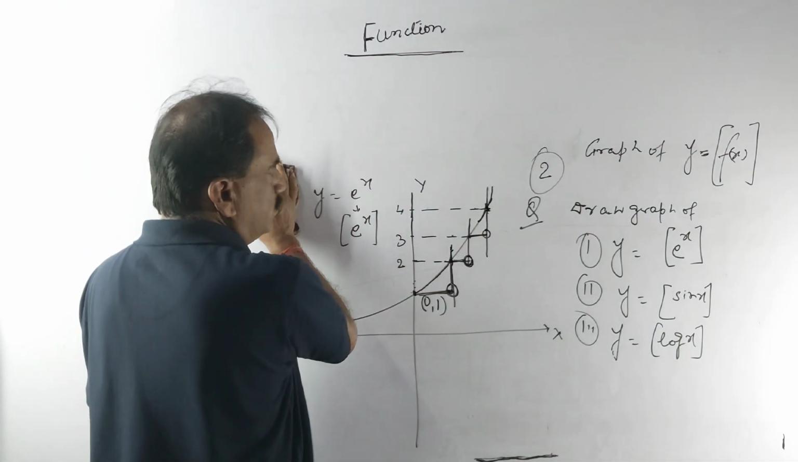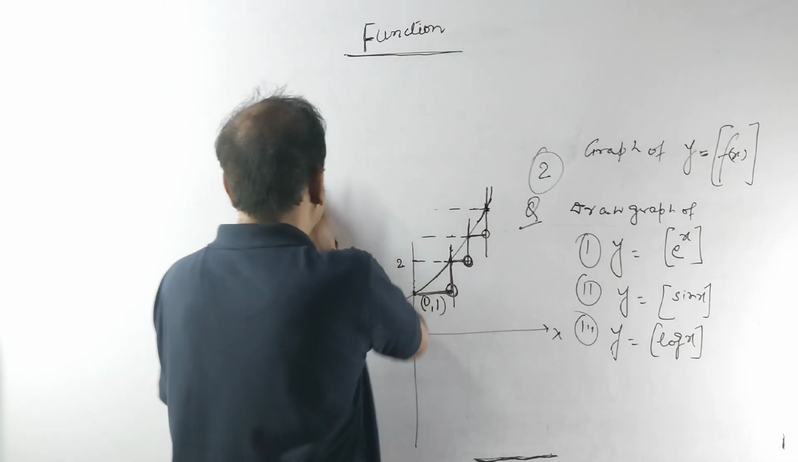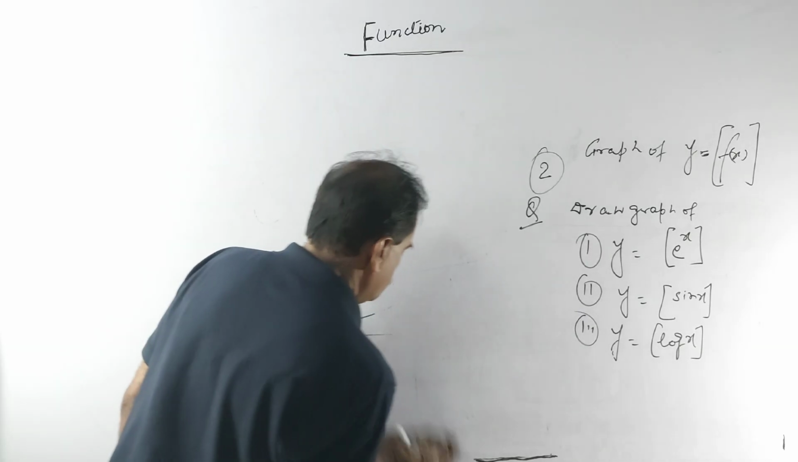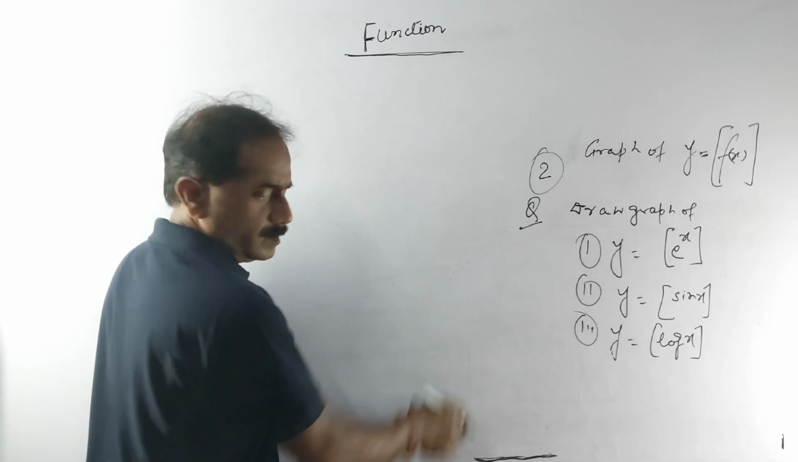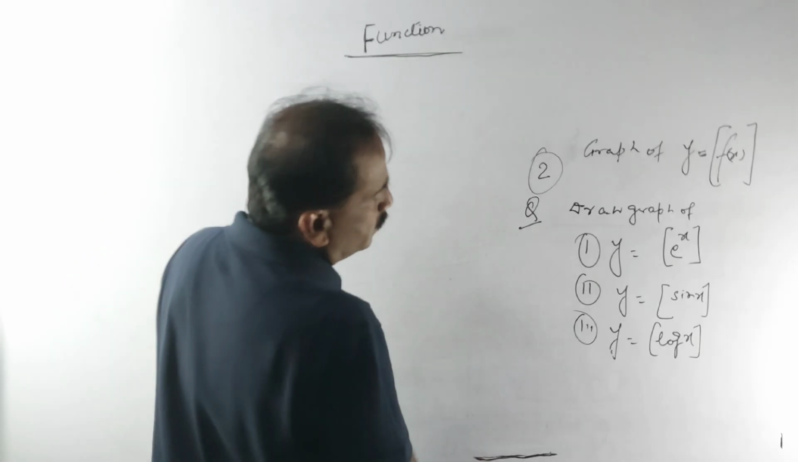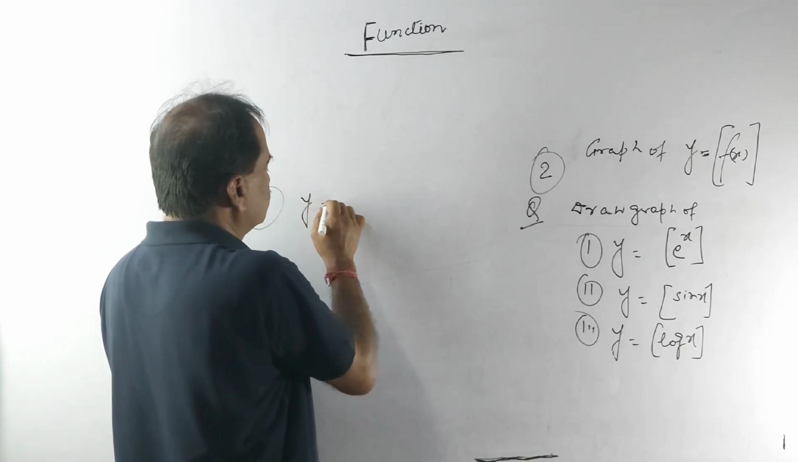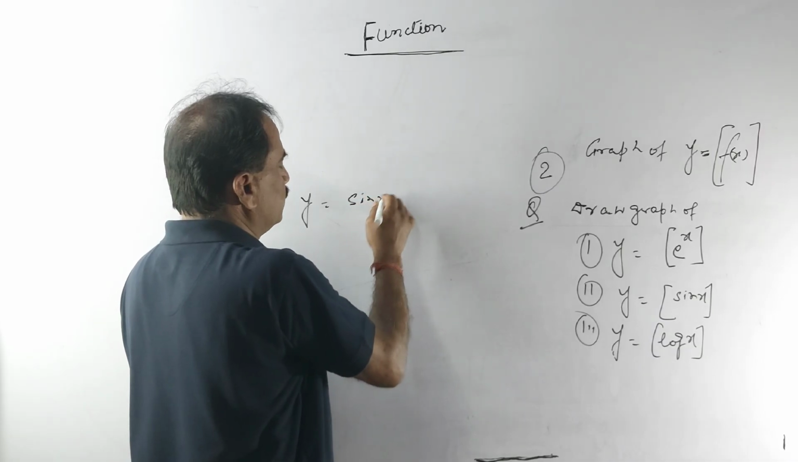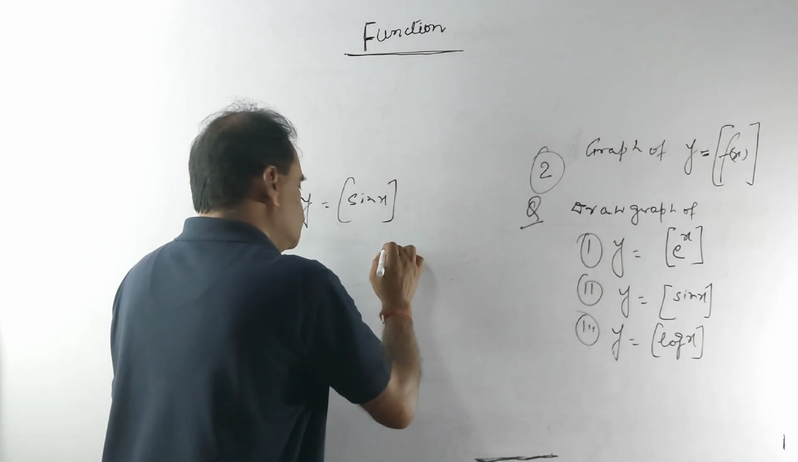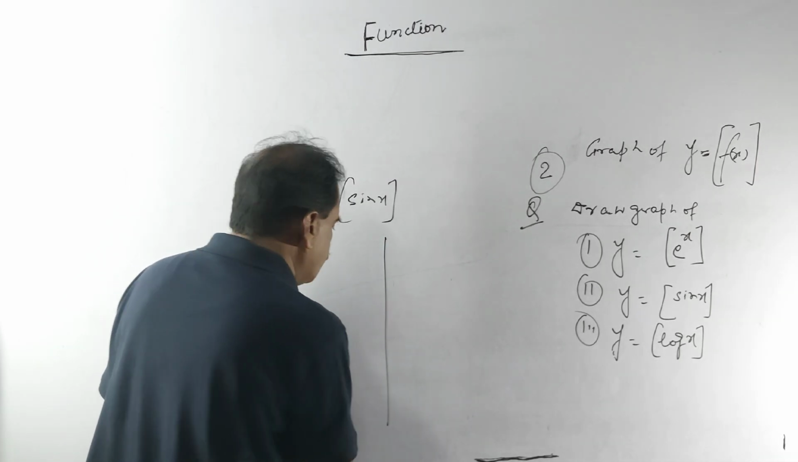Second question is that y equal to greatest integer sin x. For this, we draw the graph of y equal to sin x.